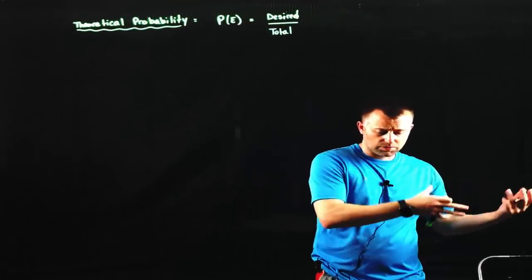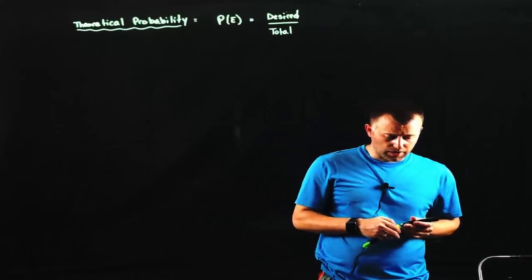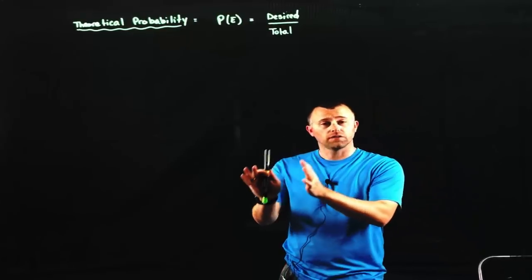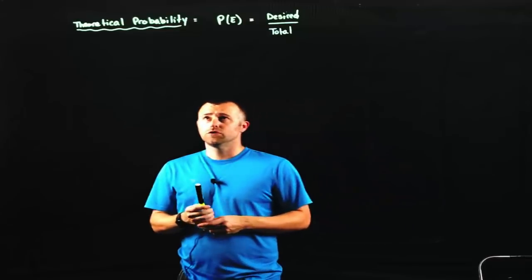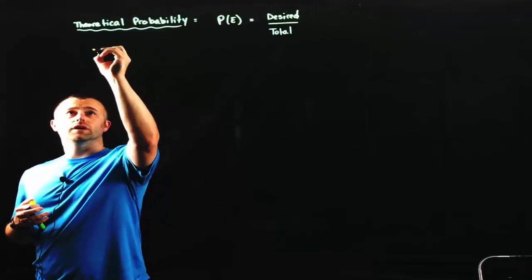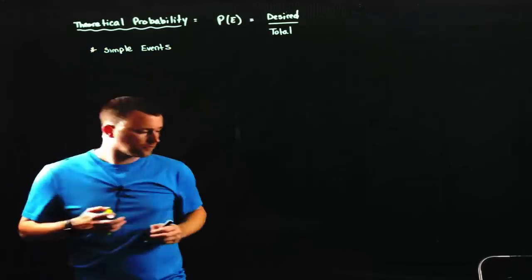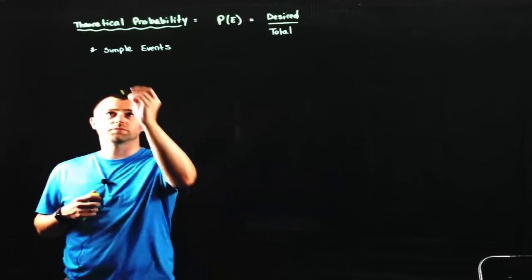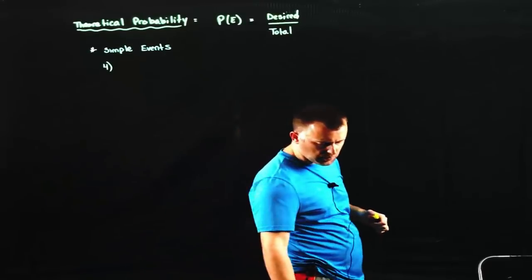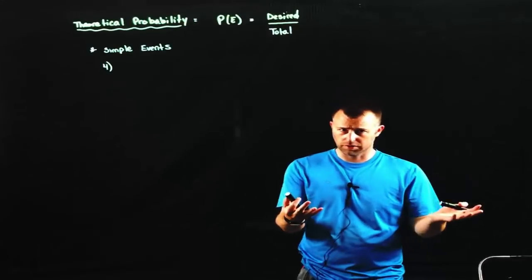That brings up the first kind of event, which is called a simple event. It's just the probability of one event, and you'll see that off to the left. In case you don't have those notes printed out, what we're doing right now are simple events. With simple events, I'm going to start with number 4 as our first example.